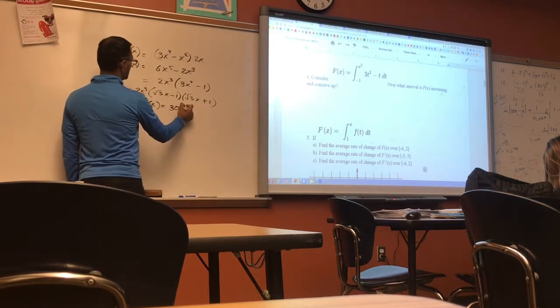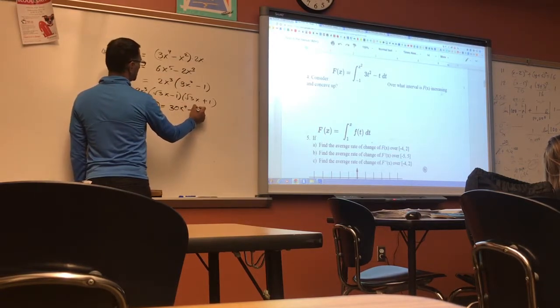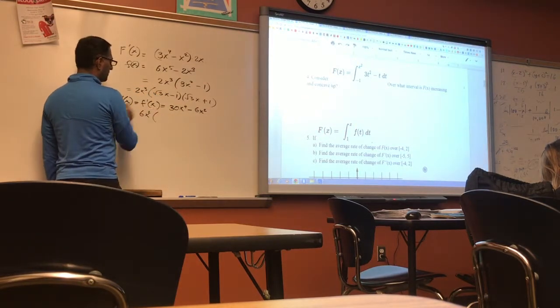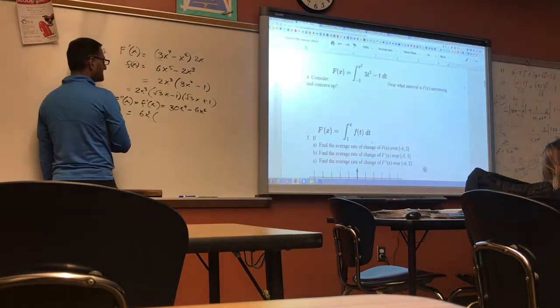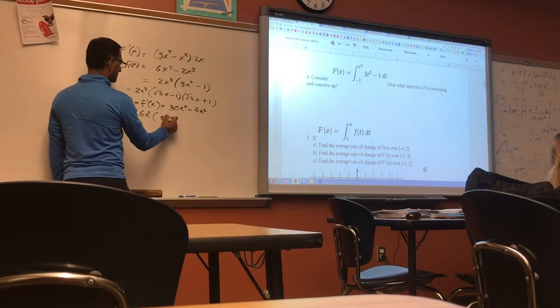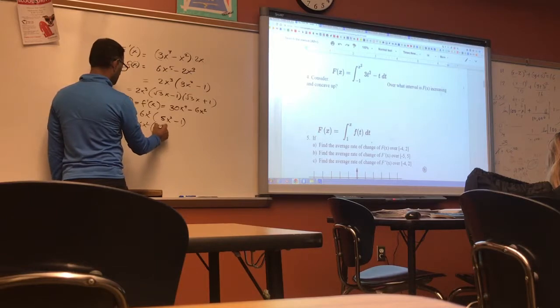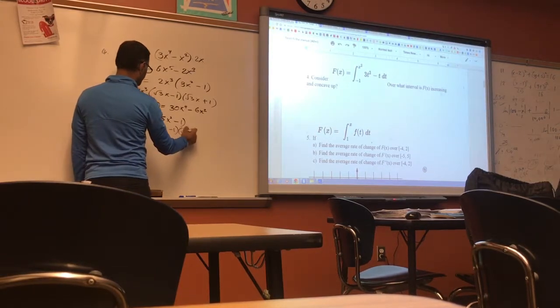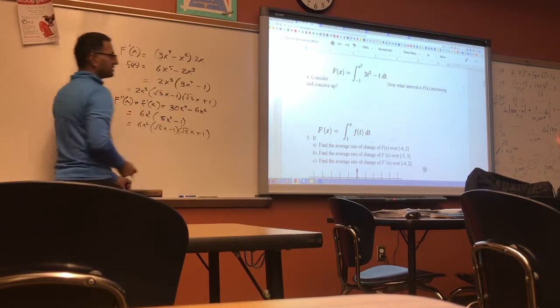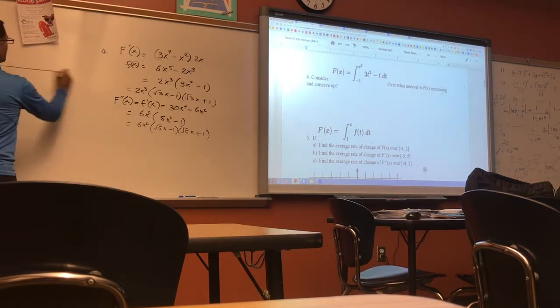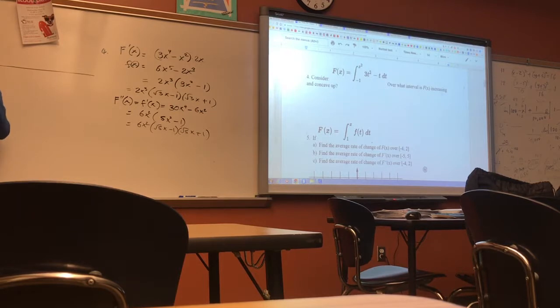30x minus 6x squared. What could I take out? What comes in 6x squared? What comes inside? Which is really, again, is that clear? So this is capital F dash, this is capital F double dash.